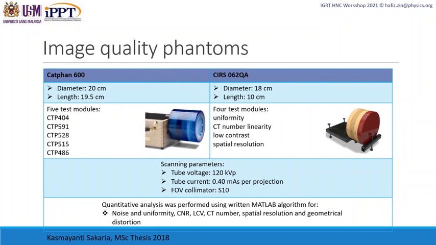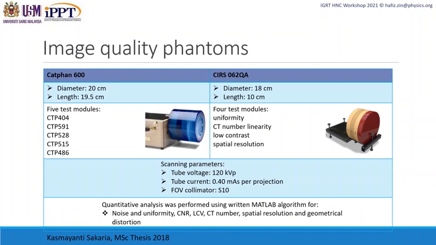So moving next to the image quality test, I mentioned earlier, image quality of the cone beam CT system needs to be performed monthly. So there are actually several image quality phantoms that we can use. And the most common one, even for CT imaging systems, is the CATPHAN 600 phantom. So you can see the physical dimensions of the phantom here, and also the test modules that the phantom has for different aspects of image quality tests.